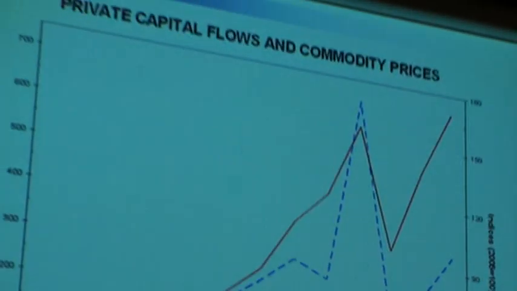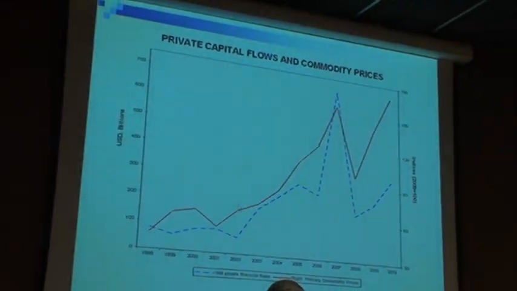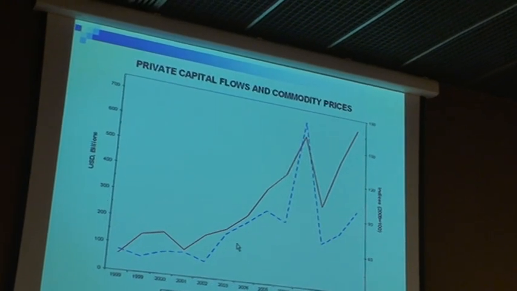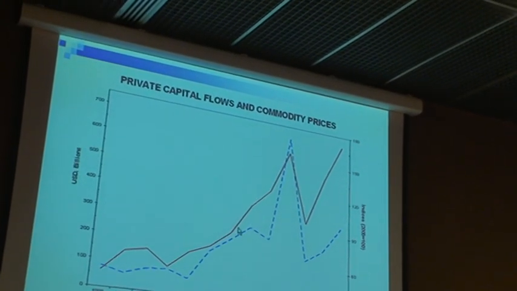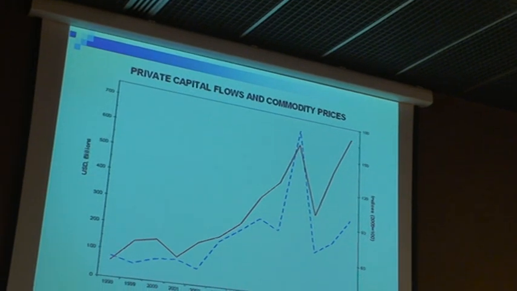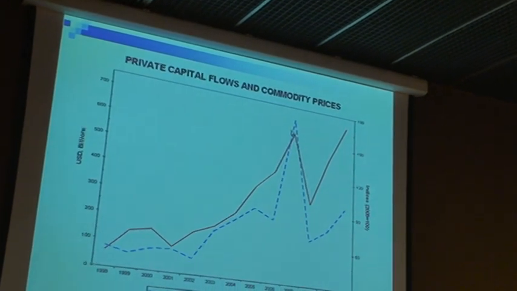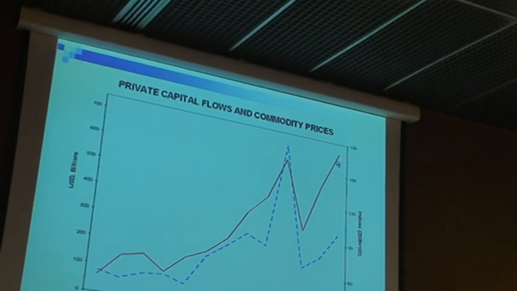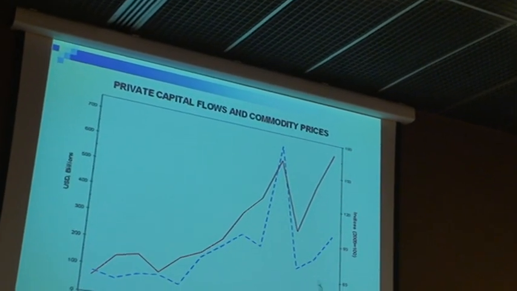This is a very interesting chart. The continuous line is primary commodity prices. The dotted line is the capital flows to developing countries. You can see they're following it very closely and peaking the same time, collapsing the same time, and recovering the same time. Now we have another recovery.